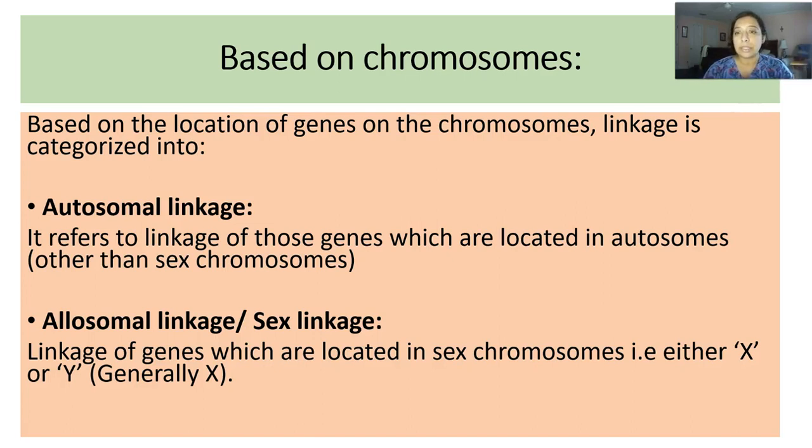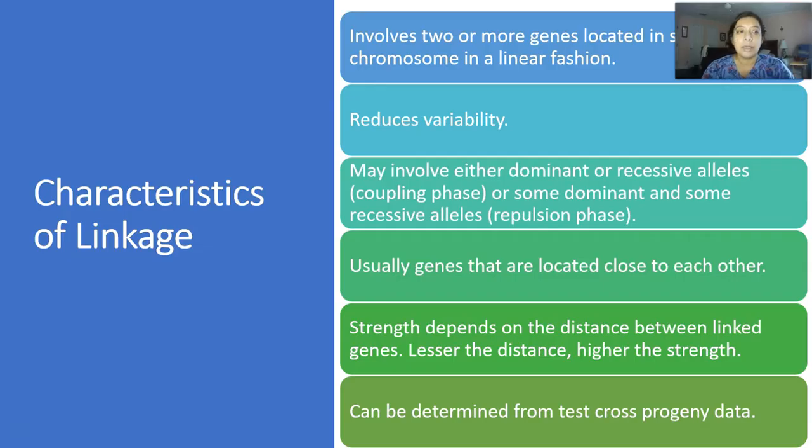So based on the location on the chromosome, linkage can be categorized into autosomal linkage, which involves genes that are on the autosomes, not on the sex chromosomes X or Y, or allosomal or sex linkage, which is linkage of genes on the X or Y chromosome. Because remember, on the Y chromosome everything is going to be linked because that's the only one there. There's nobody to recombine with in, for example, humans.